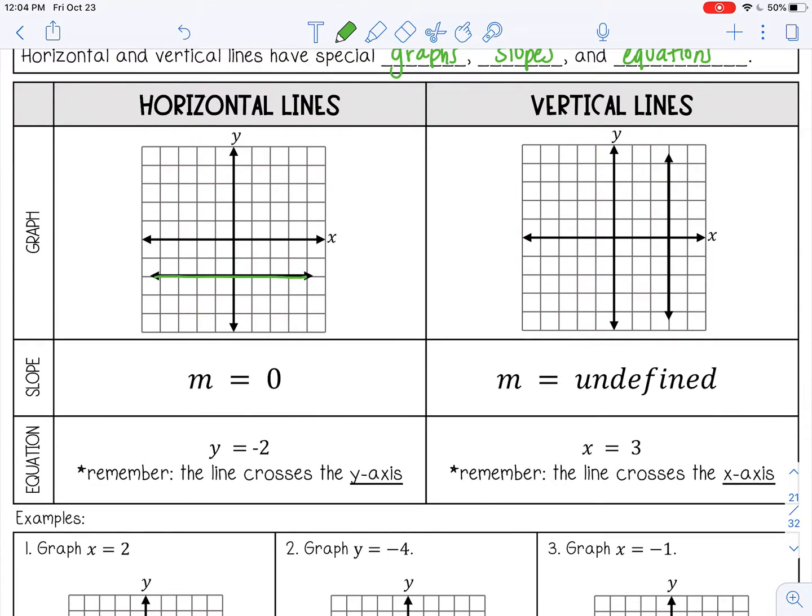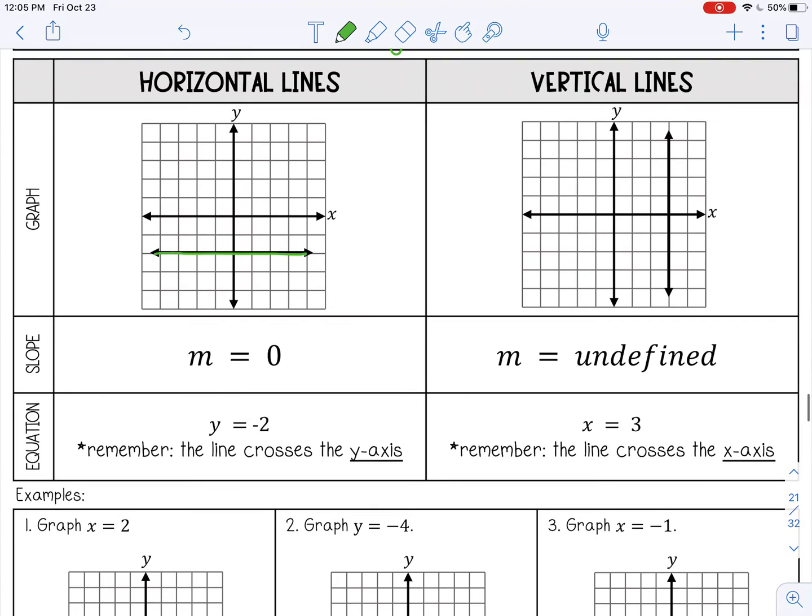So remember when we talked about slope, if you're trying to ski and you are on flat horizontal land, you're going to be going 0 miles per hour. You won't be going anywhere. So a slope of 0. And the equation for this line that I have graphed is y equals -2 because it's going through -2 on the y-axis.